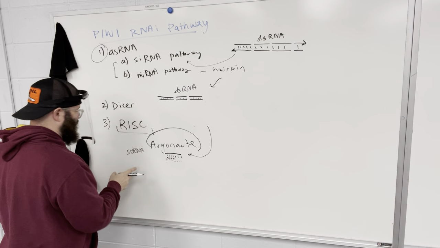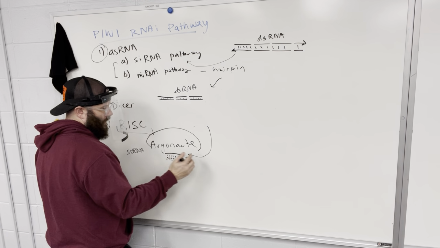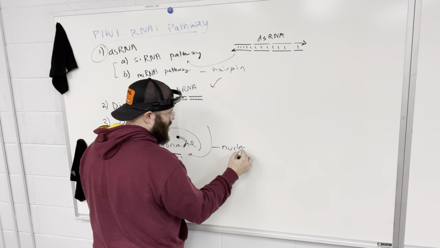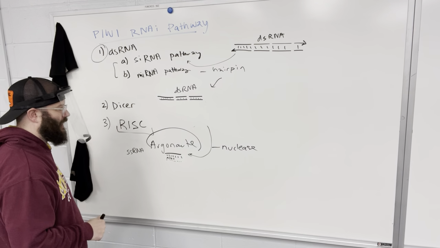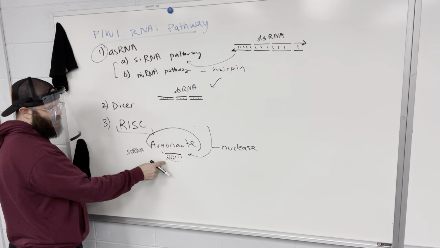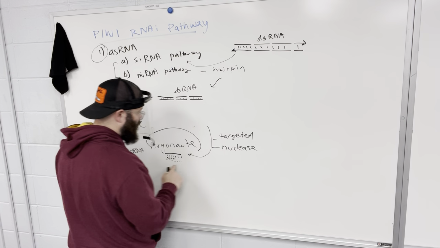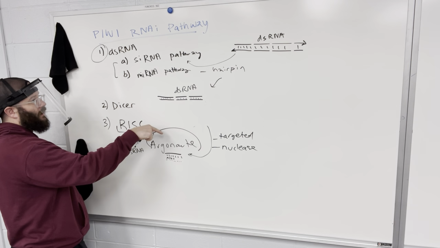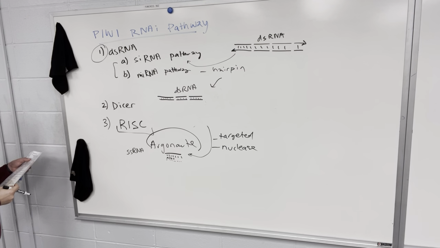So the important thing to remember here is Argonaute is a nuclease. Okay, it's a slicer. It has a slicing functionality, and it's targeted by this microRNA or small interfering RNA.